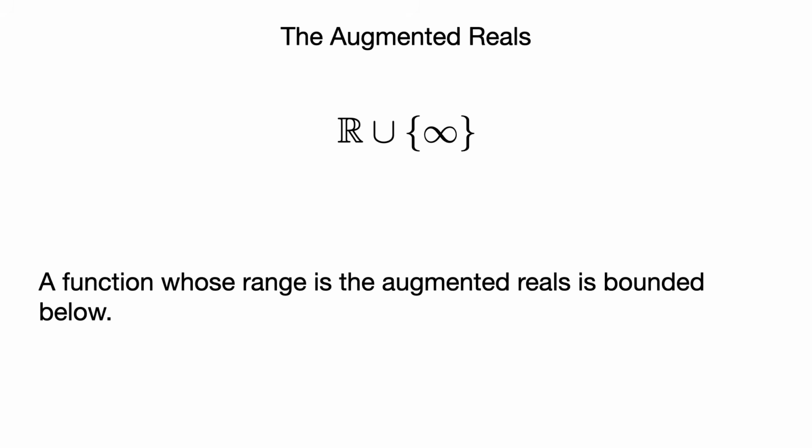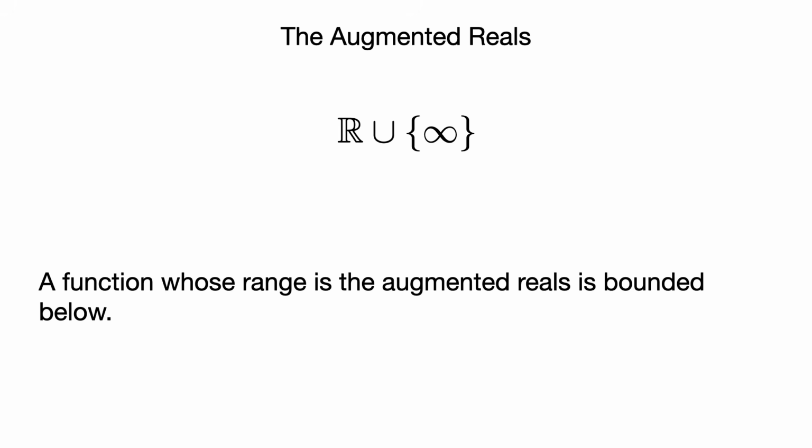Here's a particular set that's going to be very important for us, the augmented reals. It's the real numbers union with the value infinity. In particular, we're going to think about functions that use this set as their range. A function whose range is the augmented reals is bounded below. So a function might diverge to infinity. It might even equal infinity in some locations, but it doesn't diverge to negative infinity, and it certainly doesn't equal negative infinity anywhere.